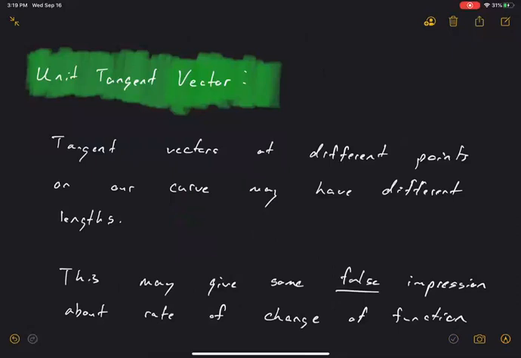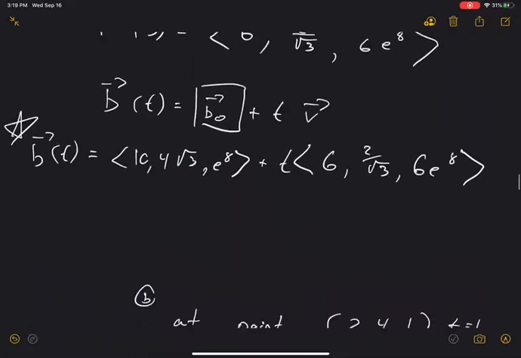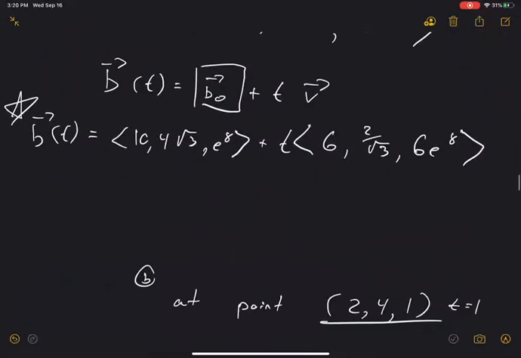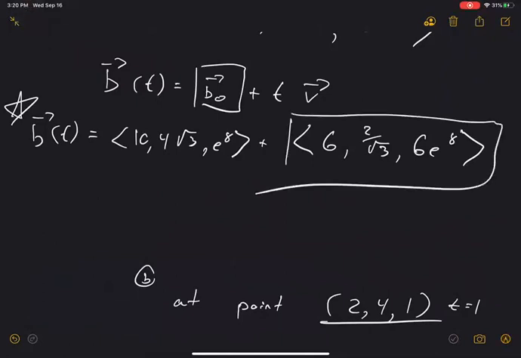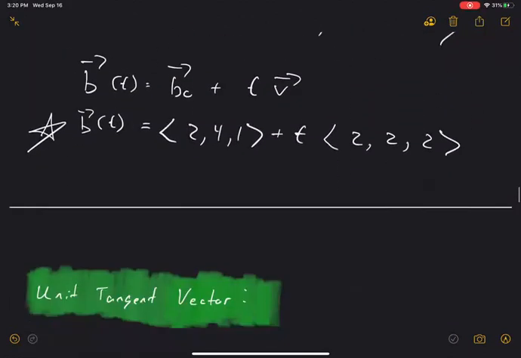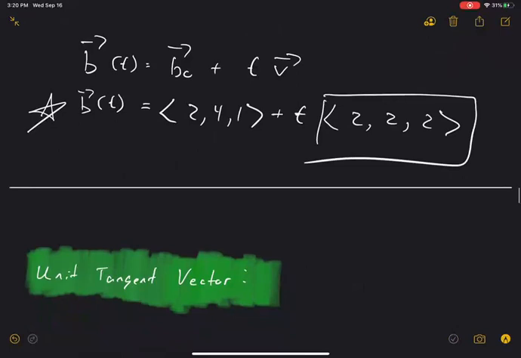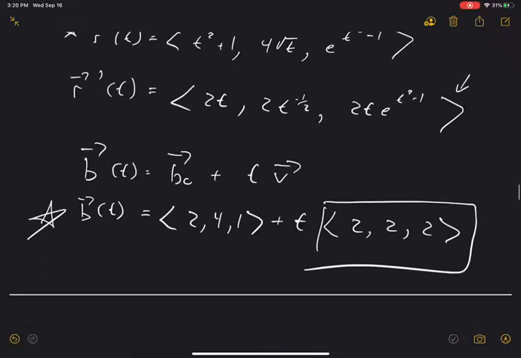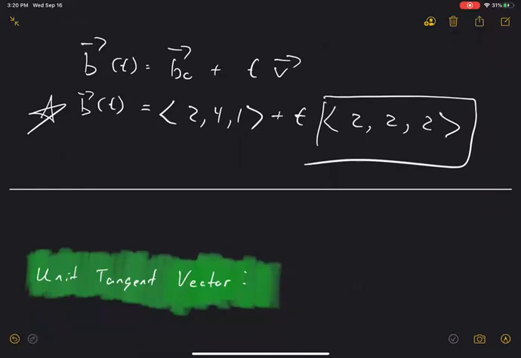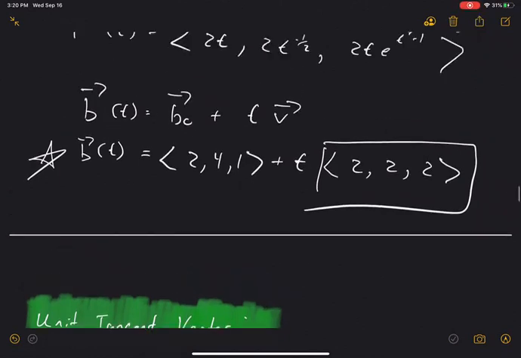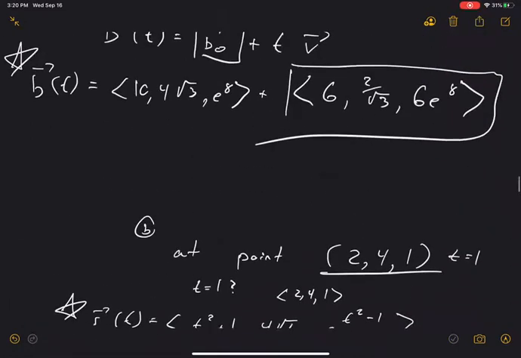Now, just a quick note about tangent lines and tangent vectors. For example, we found two different tangent vectors for this problem we did here, right? And one of them was this, 6, 2 over square root of 3, 6 times e to the 8. And the other one was nice and simple, right? 2, 2, 2. Now, maybe it's obvious that these tangent vectors have different lengths. This one would be square root of 12 units long, and this looks longer than that.